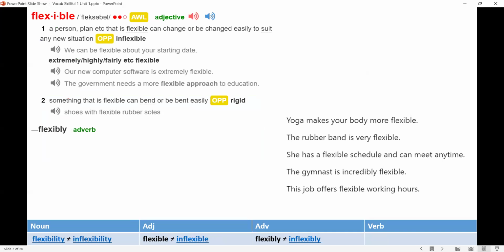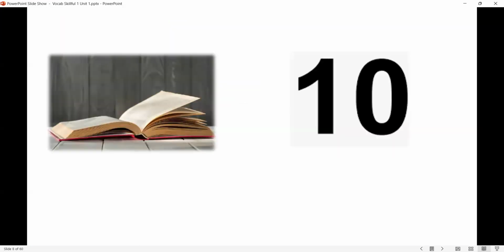Flexible. Flexible means changeable, opposite of inflexible. Yoga makes your body more flexible. She has a flexible schedule, so she can meet anytime. The job offers flexible working hours.